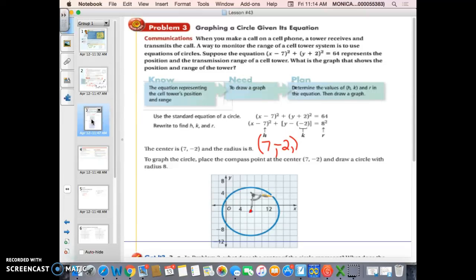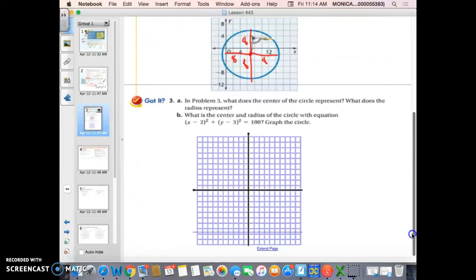And then 8 squared is 64, or 64 is 8 squared. So if I take the square root of 64, my radius is 8. So that means that this would be 8 units, 8 units, 8 units, and 8 units. Now they're using a compass to draw the circle. We're not, because our compasses just aren't very good. So here, let's look at another example.